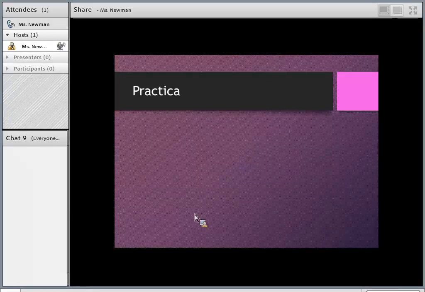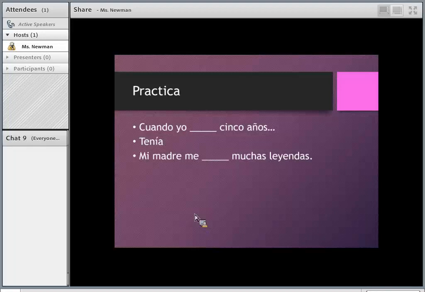Okay, let's look at some practice sentences. Again, these are all going to be in the imperfect tense. So, cuando yo blank 5 años. Remember we use tener to say age. In the imperfect tense, tenía. So cuando yo tenía 5 años. Mi madre me blank muchas leyendas. So my mother read to me many legends. So leer in the imperfect tense for mother or her, leía. Mi madre me leía muchas leyendas.